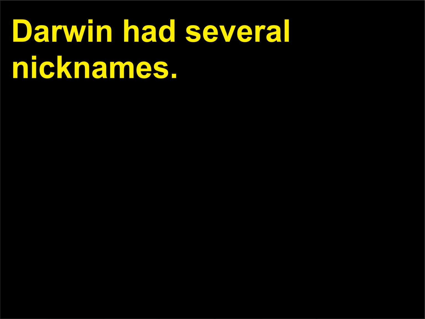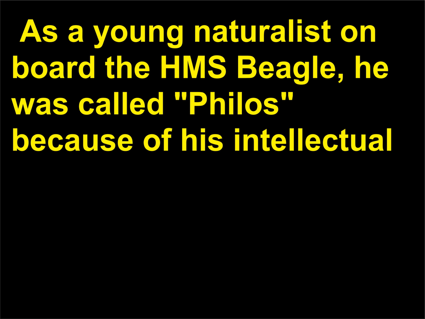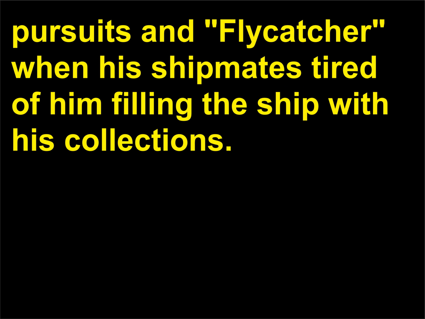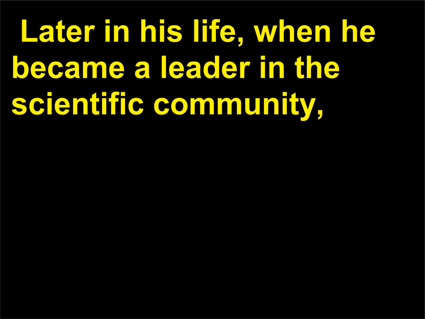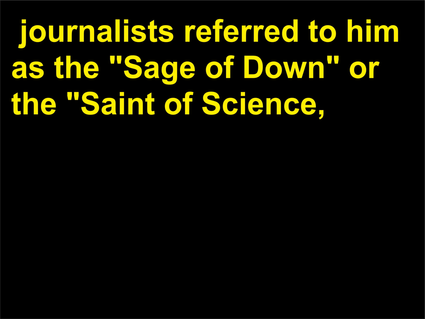Darwin had several nicknames. As a young naturalist on board the HMS Beagle, he was called Philos because of his intellectual pursuits and flycatcher when his shipmates tired of him filling the ship with his collections. Later in his life, when he became a leader in the scientific community, journalists referred to him as the Sage of Down or the Saint of Science.